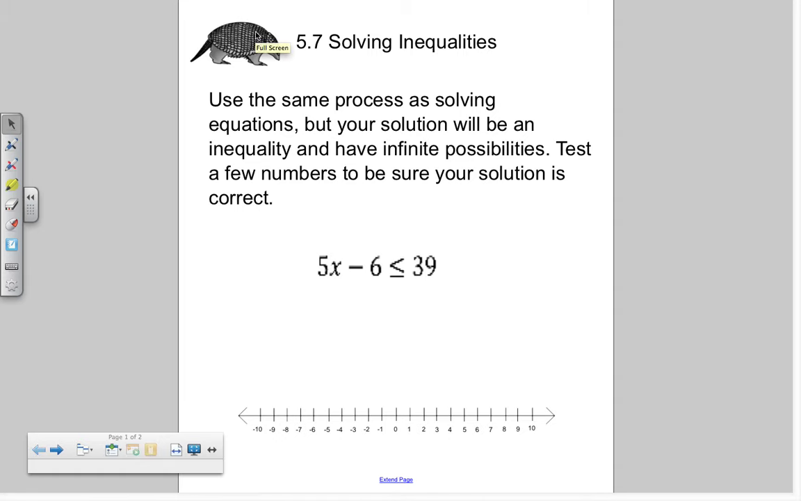5.7, Solving Inequalities. So I'm going to try and get my armadillo to come back.